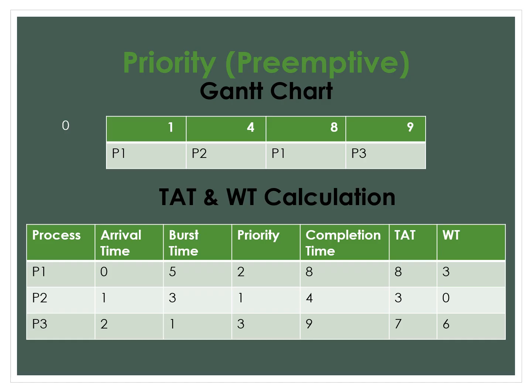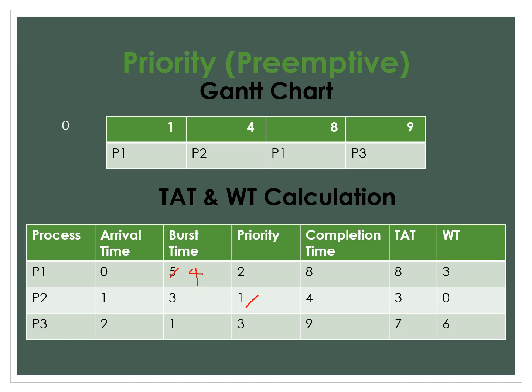Priority preemptive scheduling. Preemptive scheduling means the operating system can interrupt a currently running process if a higher priority process arrives. Here also, P2 has the highest priority, but arrival time is given in this problem. So at arrival time 0, no process is waiting in the queue. So P1 executed 1 millisecond, remaining 4 milliseconds. Then it considered the priority.